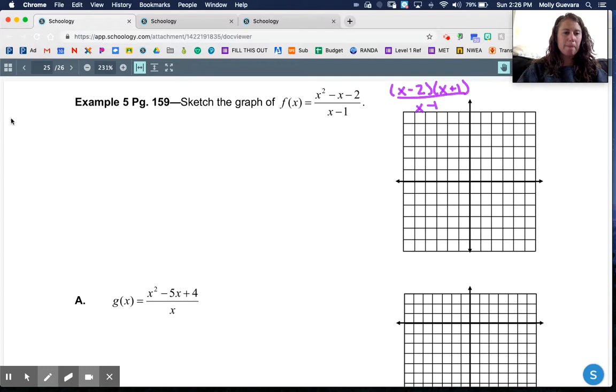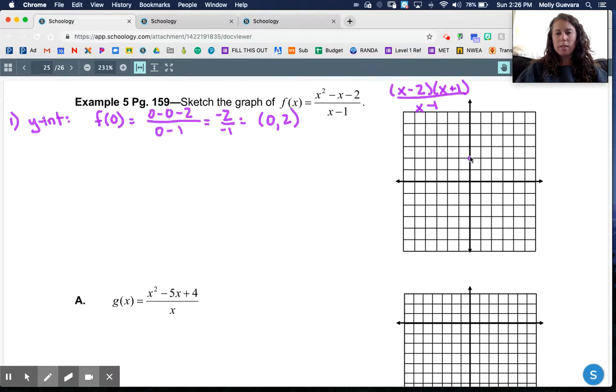Okay, so first thing is my y-intercept. I'm going to plug in 0. So I have 0 minus 0 minus 2 over 0 minus 1. So we get negative 2 over negative 1. So my y-intercept is at 0, comma 2. So I'm going to plot that point.